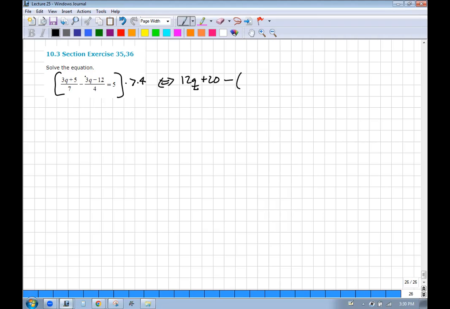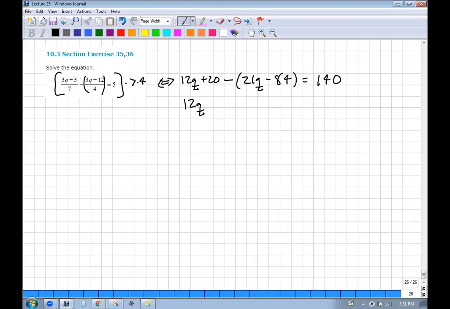Now for this guy, all right, remember this is like parentheses here. The 4 over the 4 cancels, so I'm basically multiplying everything here by 7. 7 times 3 is 21. 7 times 12 is, I don't remember. 12 times 7, 84. There we go. And then for the 5, we have to multiply it by both. So 5 times 28 is 140.